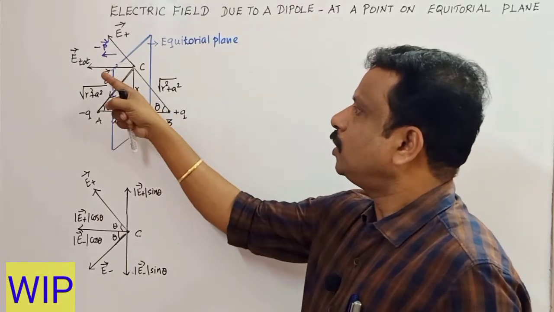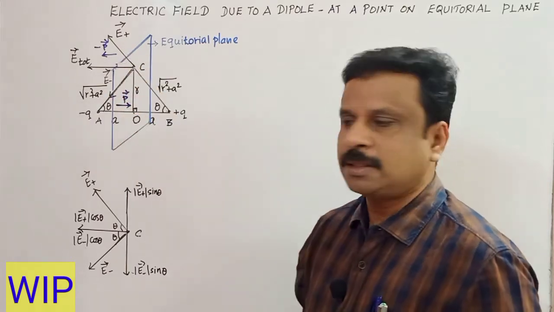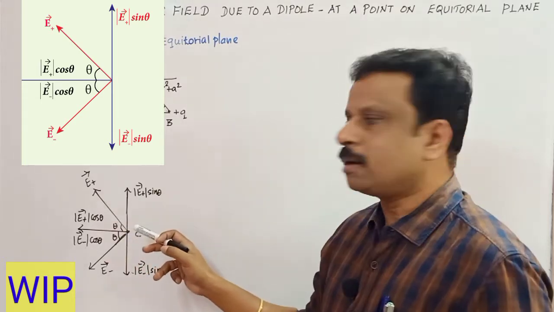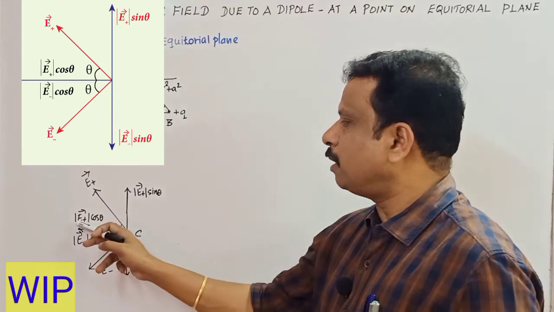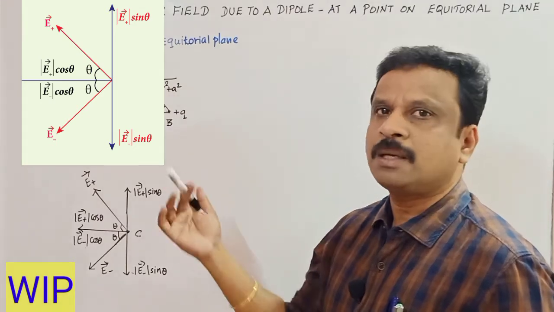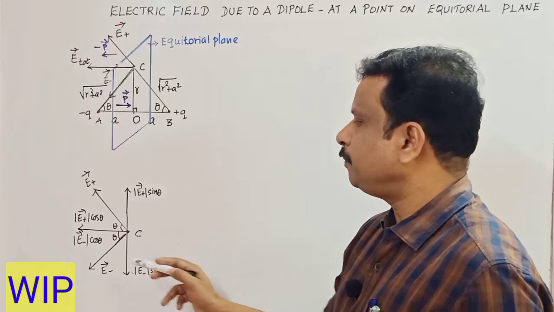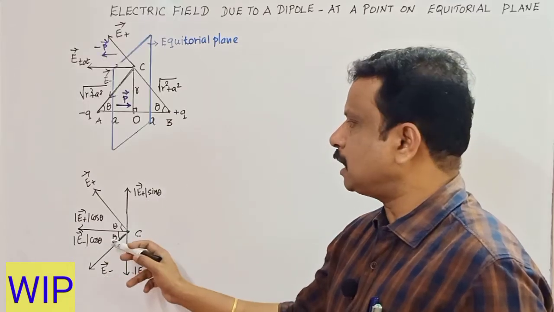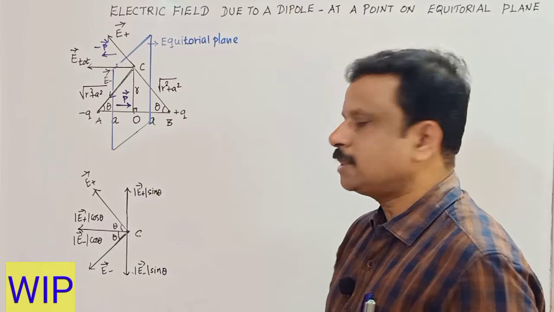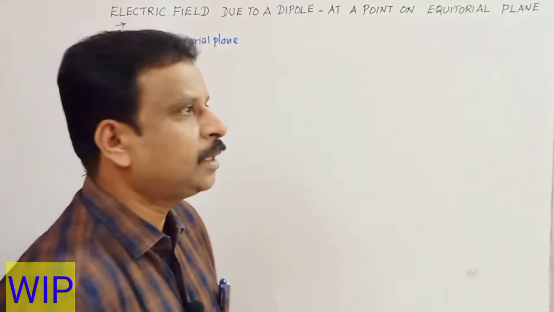To find the total electric field, we should know the component of E plus and the component of E minus. That's why at this point C, we resolve this E plus vector into the corresponding components. One is the horizontal component, modulus E plus cos theta. If this is theta, this is also theta. What is the reason? Corresponding angle. So the vertical component is modulus of E plus vector sin theta. Similarly, the E minus vector is resolved into two components. One is modulus E minus cos theta and the other is modulus E minus sin theta, the vertical component.